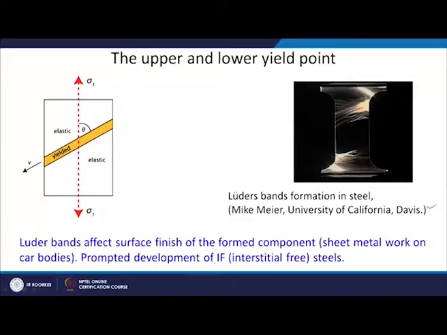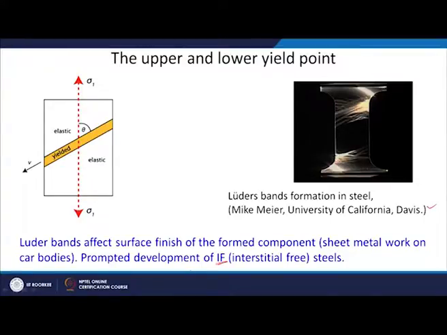And if this Luder band formation takes place, it will affect the surface finish of the sheet. Because of the formation of this, you will see some kind of marks on it. And when a customer sees those marks, he will not like it. He will say that there is some defect in the material. So, this has prompted development of another class of steel called interstitial free steels. So, this is another type of steel.